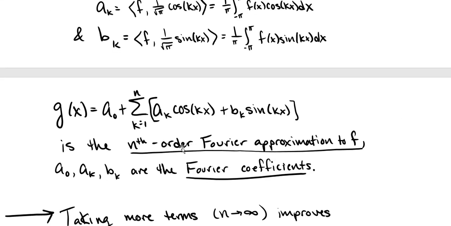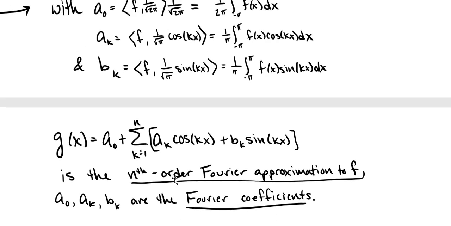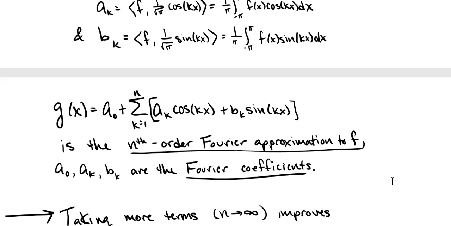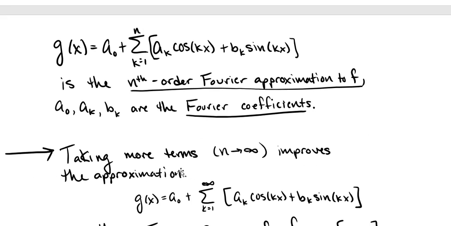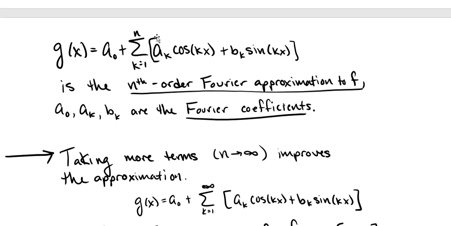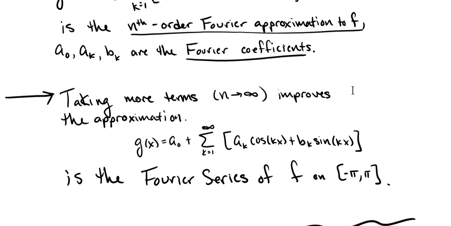When we do that, we call this the nth order Fourier approximation to f, and these coefficients here, a naught, ak, bk, those are called the Fourier coefficients. And this might look kind of familiar from Calculus 2, expressing a function as a sum. If you remember that sort of stuff, it might not be a big surprise that taking more terms, taking n bigger and bigger, actually improves this approximation to our function f. Right? The more basis vectors you cover, the more directions you're reaching out in, potentially the better you can describe f. That's how I would think about it.